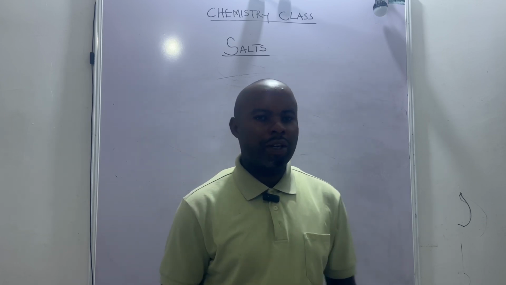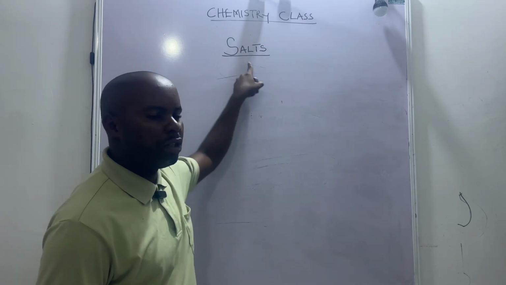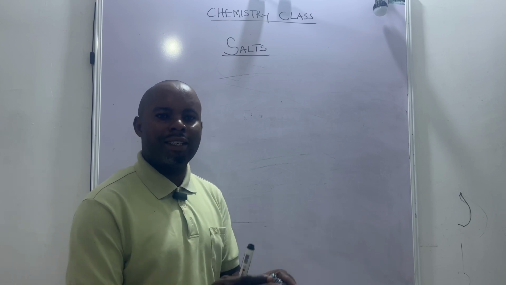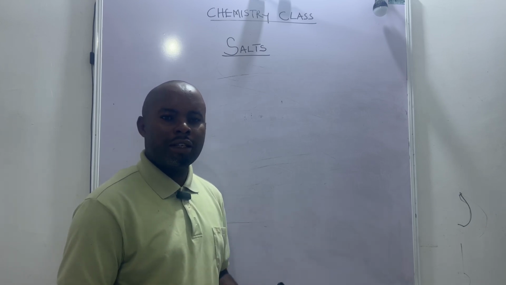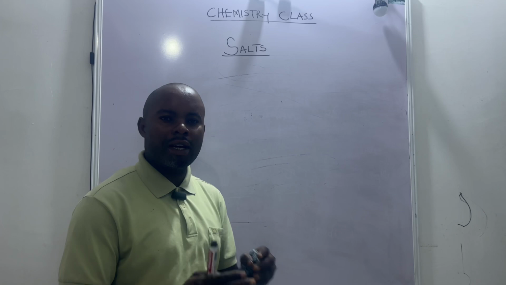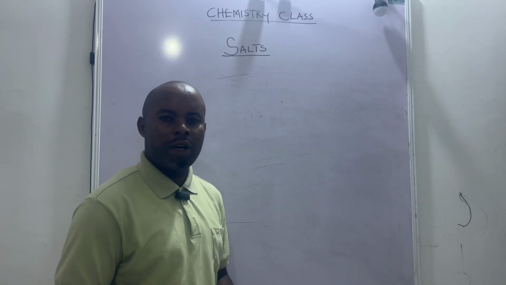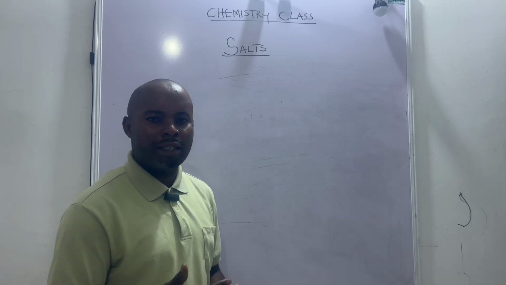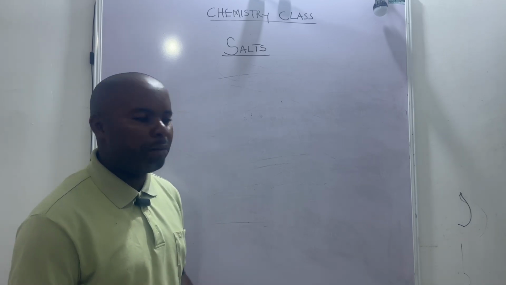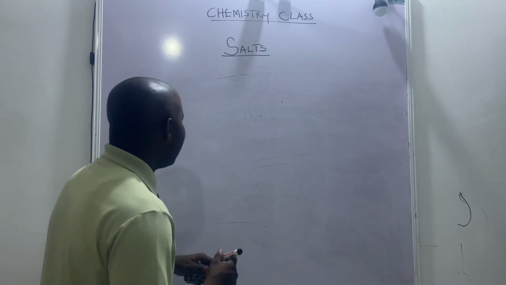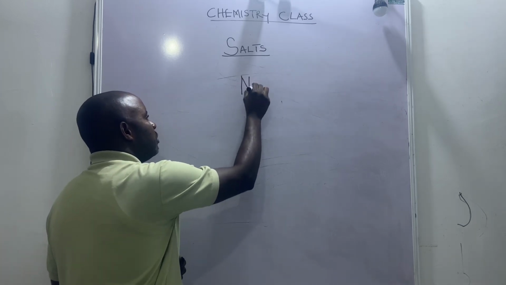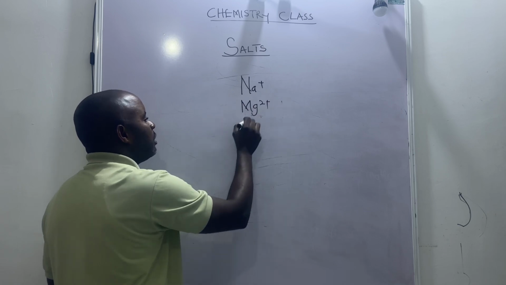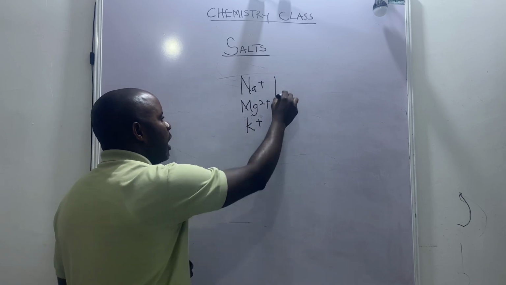So in today's topic, we'll be talking about salt in chemistry. We have been taught about a neutralization reaction, a reaction between an acid and a base. Now we define salt as a substance or a compound that is formed when part or all of the ionizable hydrogen ion of an acid is replaced by a metal or an ammonium ion. Good examples are sodium, magnesium 2+, potassium plus, or the ammonium ion.